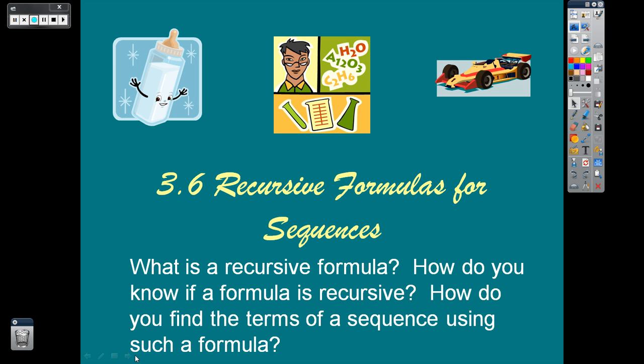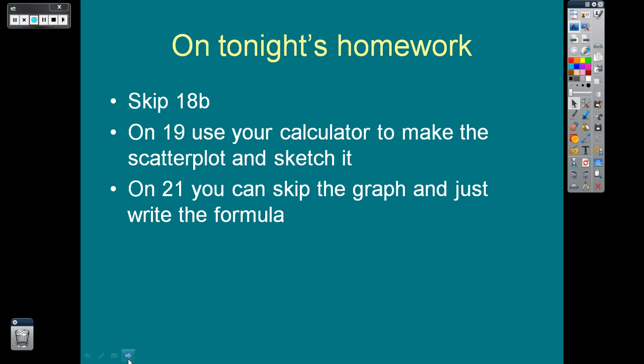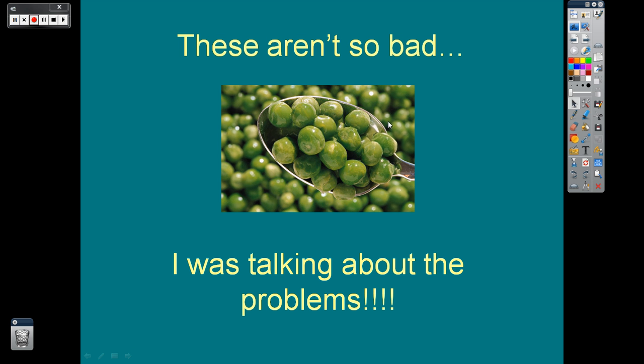Okay, these are some notes for the homework we'll talk about tomorrow. Look, these aren't so bad. I was talking about the problems, not the piece.